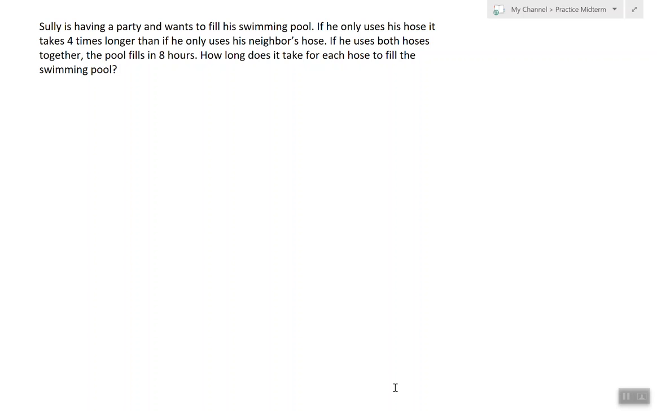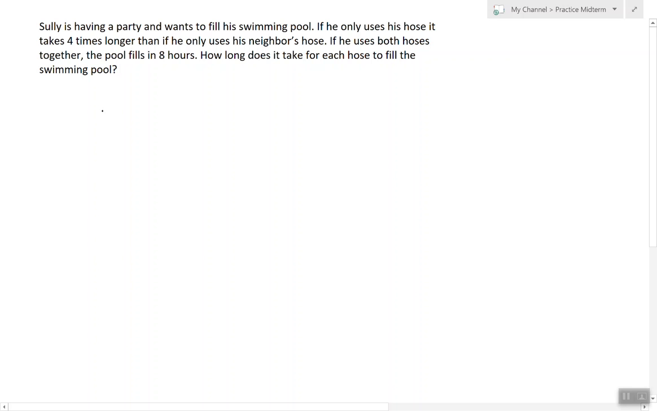We have a swimming pool that needs to be filled, and we have two hoses that can do this job, and one works at one rate, the other one works at the other rate. Together they do it at some other rate. The question is to find their individual times that it takes them to fill out the pool. So the key to answering questions like this is in filling out the following table.